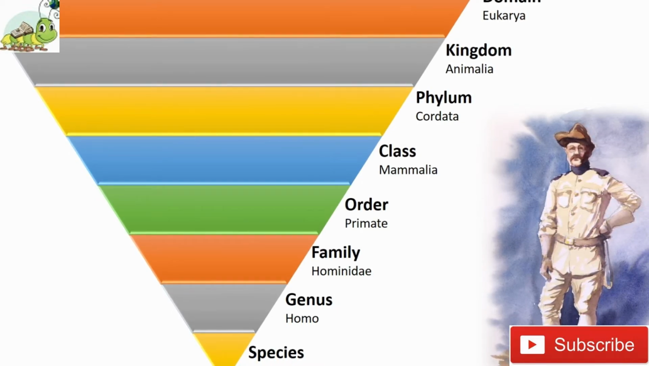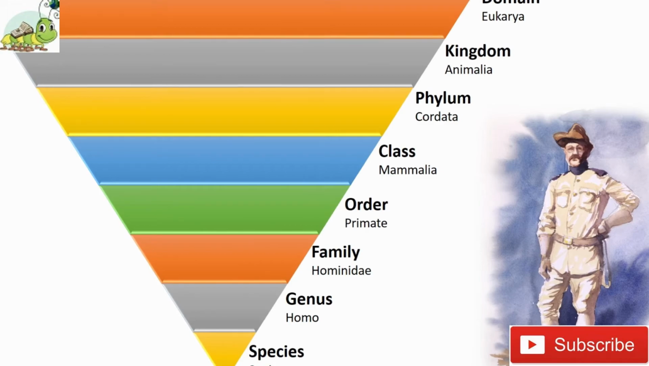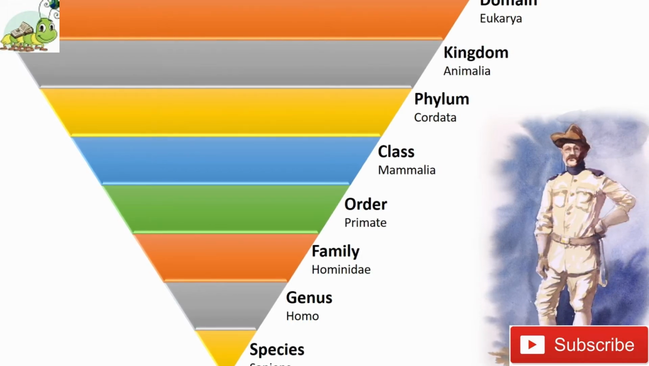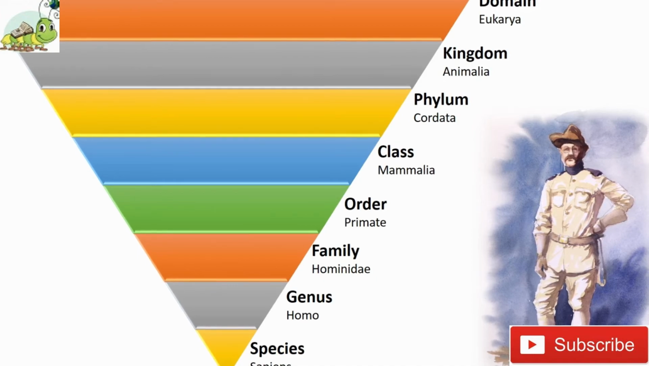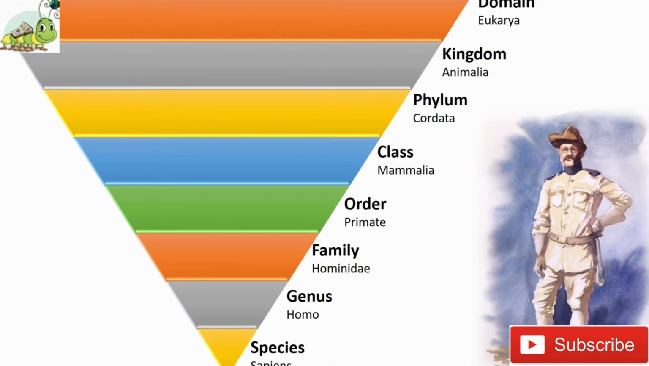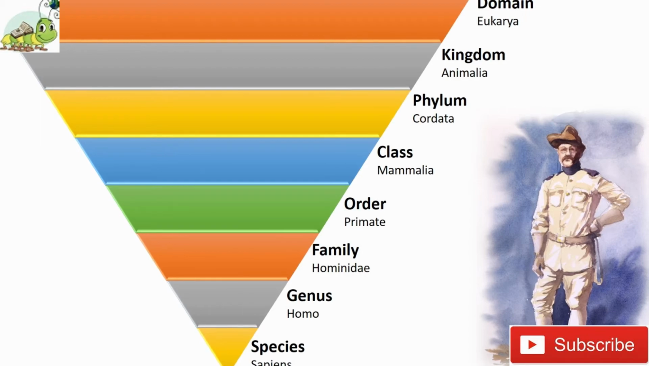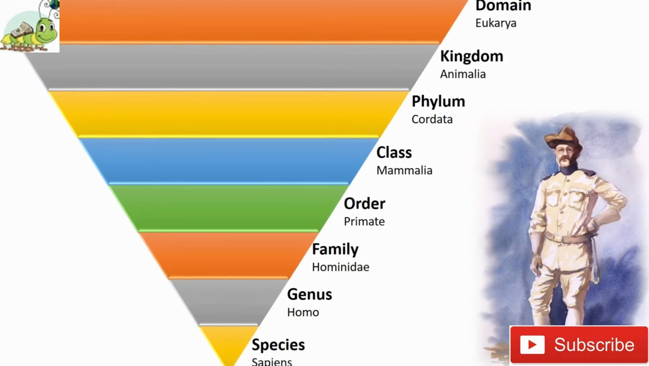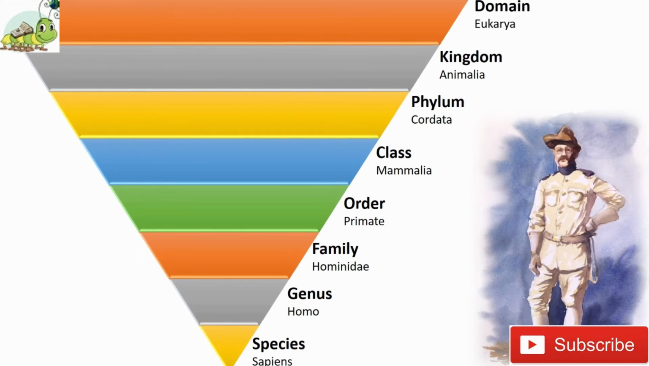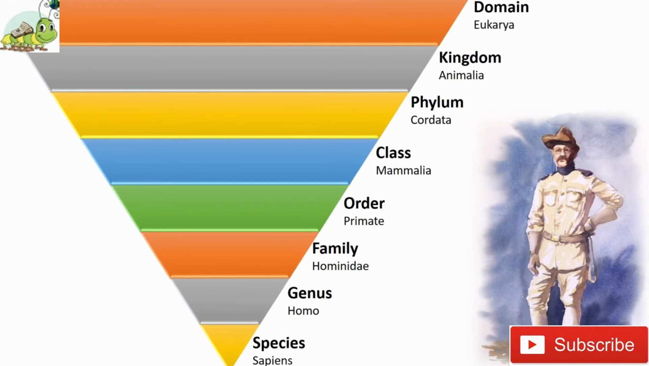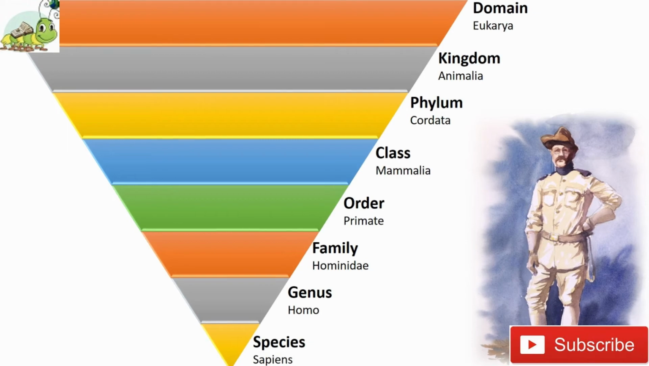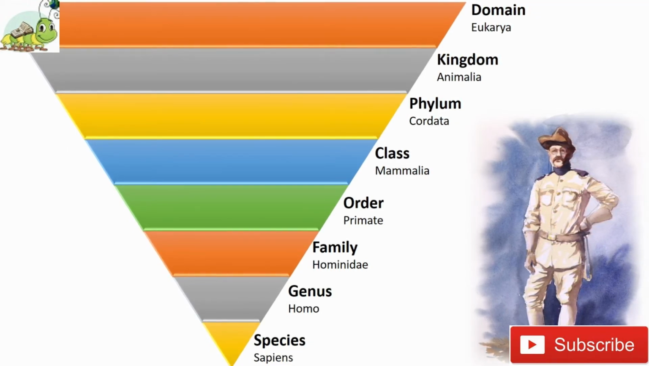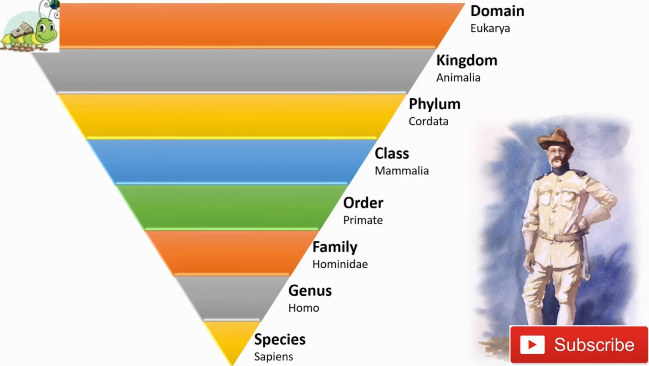The scientific classification of humans. Starting with the humans, the domain is Eukaryota, the kingdom Animalia, and the species Homo sapiens. The domain is Eukaryota, kingdom Animalia, phylum Chordata, class Mammalia, order Primates, family Hominidae, genus Homo, and species sapiens.